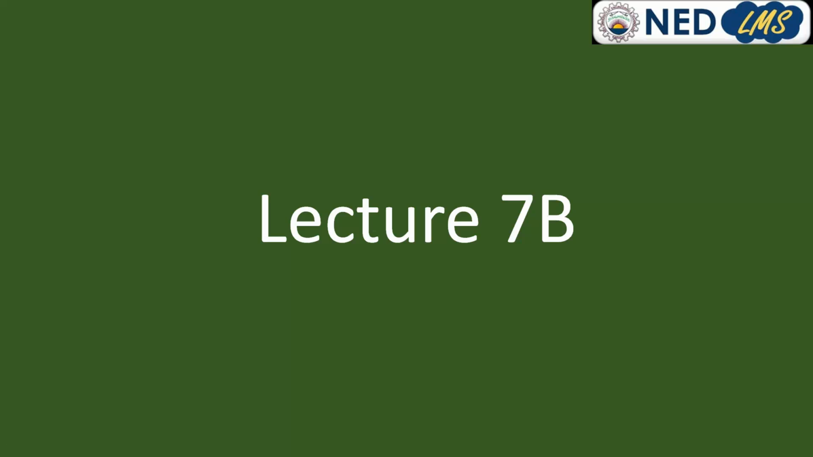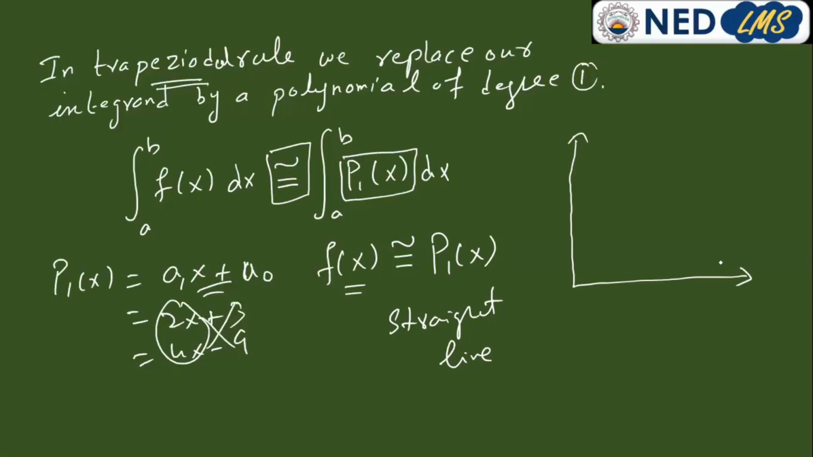Welcome back, dear students. Let's continue our lecture number 7, and this is the second part of the lecture, called lecture 7b. The integrand is given to us from a to b. Whatever the integrand is, y equal to f of x, it will be replaced by a polynomial of degree 1, and degree 1 means a straight line.